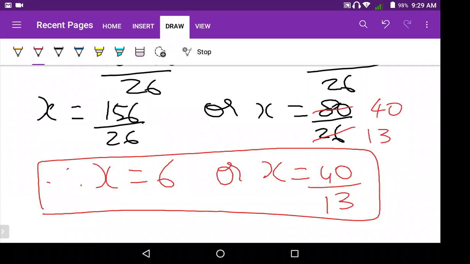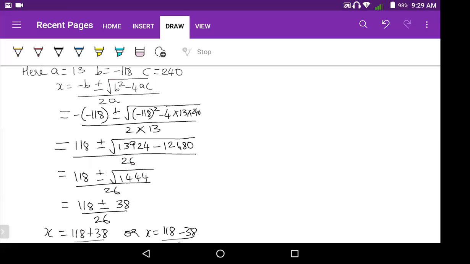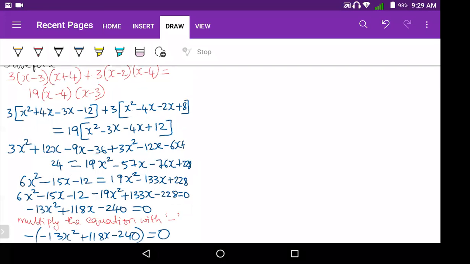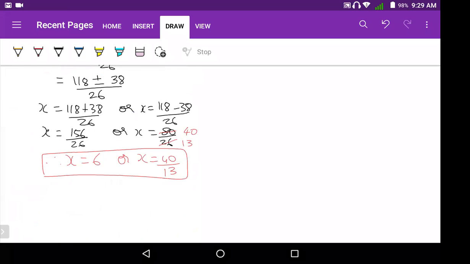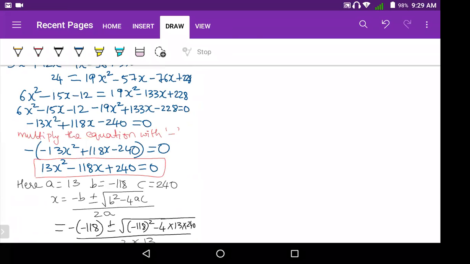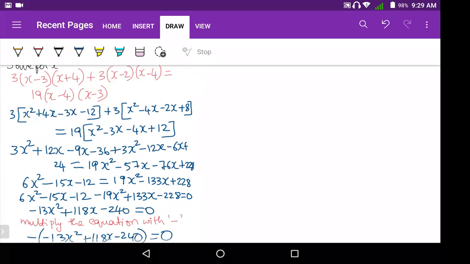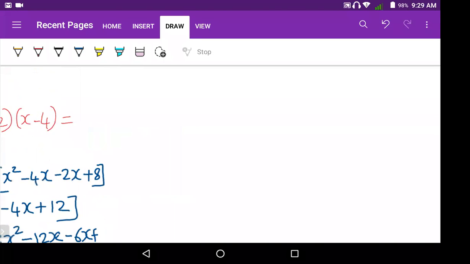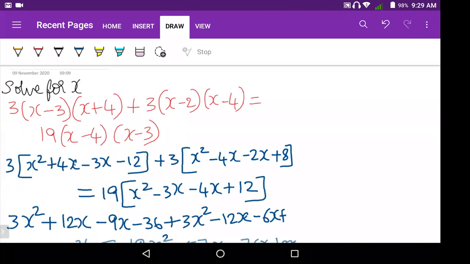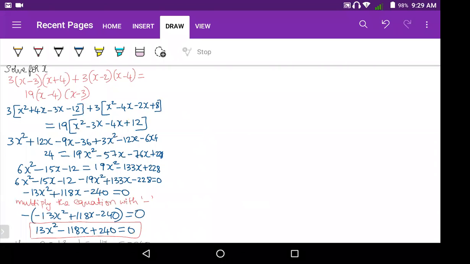Understood? Clear? Clear with the problem? Great. Now let us go to the next problem then. One more similar problem we will do. Okay. Yeah, just wait a second. Let me draw a line here so that it will be easy for you.